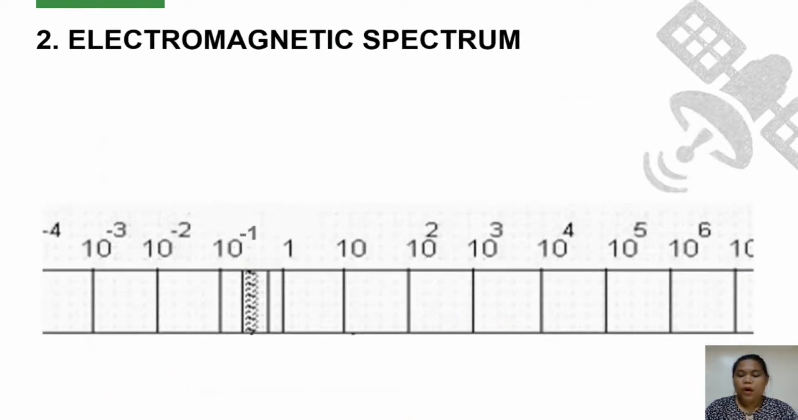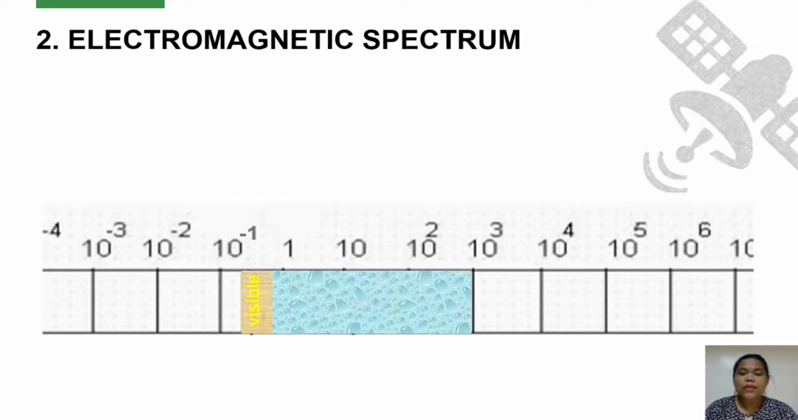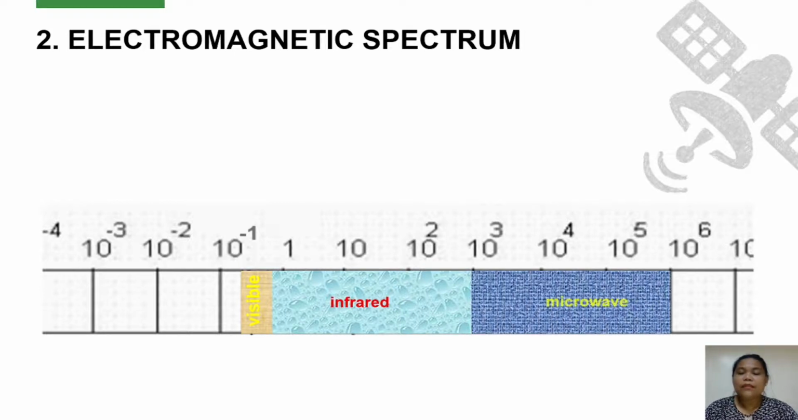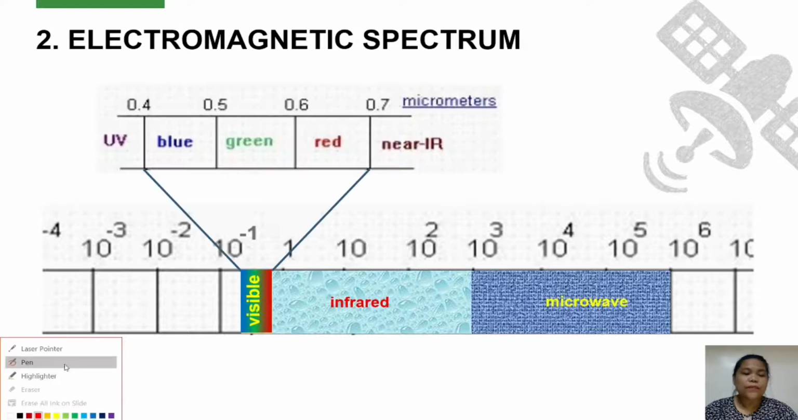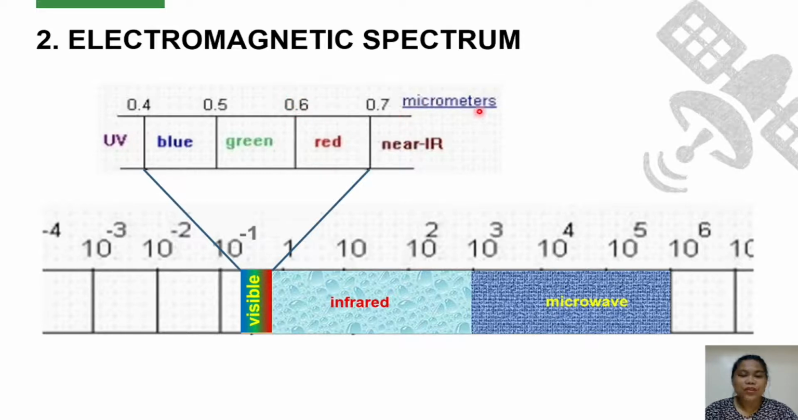I would also like to emphasize that remote sensing operates in three regions. One is the visible region, two is the infrared region, and three is the microwave region, wherein the visible region is further divided into three sub-regions such as blue, green, and red. Blue has a wavelength of 0.4 to 0.5 micrometers. Green is around 0.5 to 0.6 micrometers. Red is 0.6 to 0.7 micrometers.